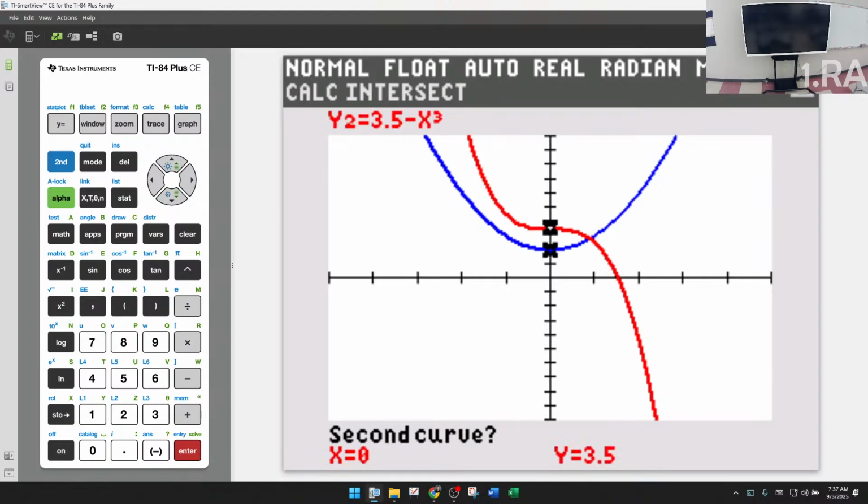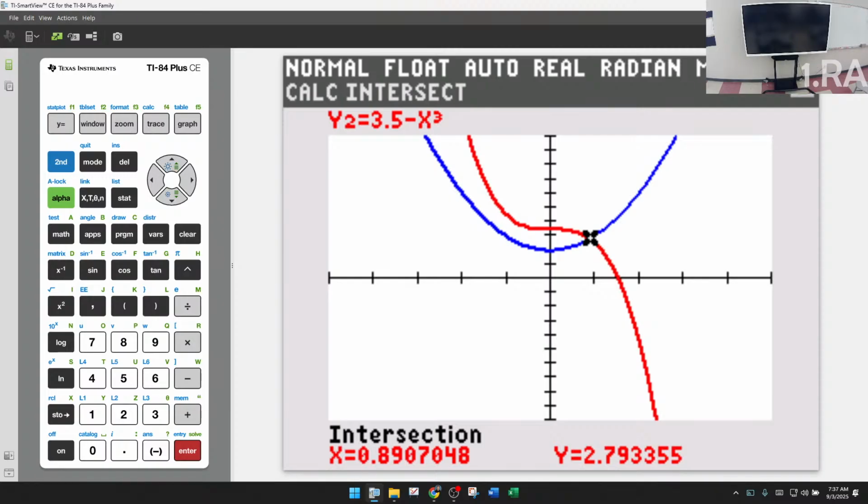Second curve, that's why you just put everything in L1 and L2. You don't have to worry about it. It's going to do everything for you. Second curve is the red one. Okay, good. And then it wants me to guess, and there's only one point of intersection, so I don't even have to guess. I'm just going to hit enter. And there it is. That tells me the point of intersection.